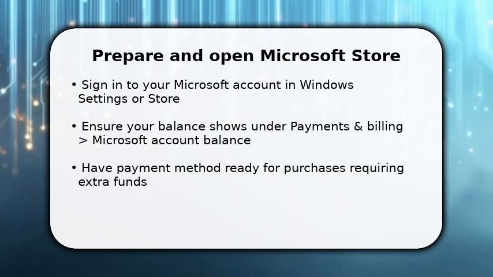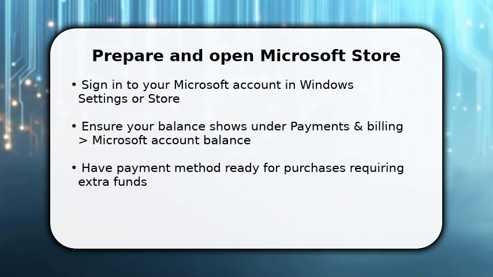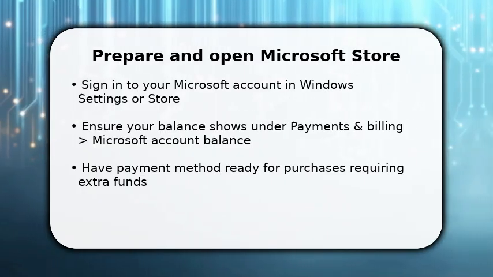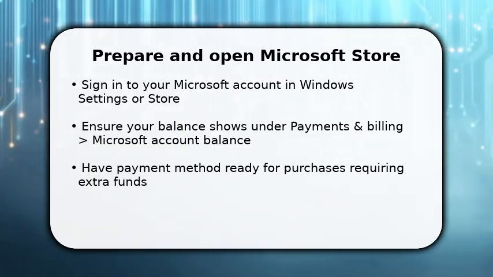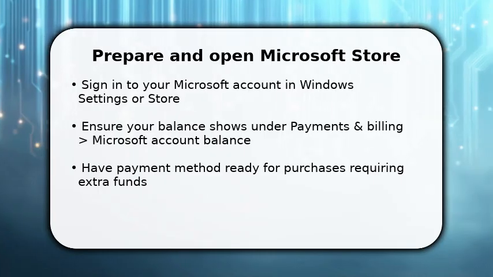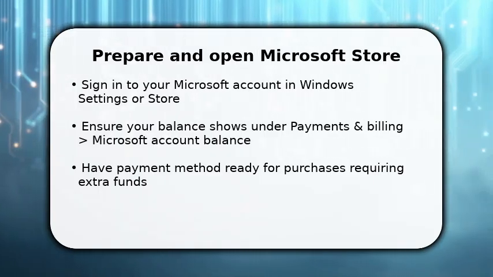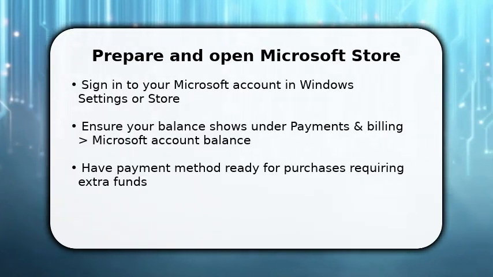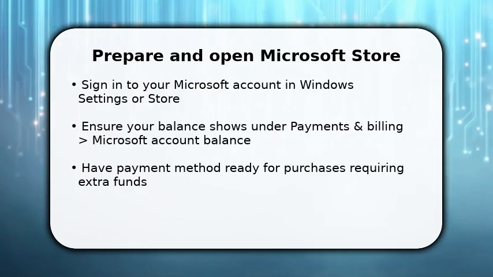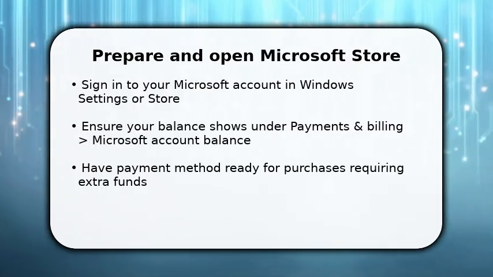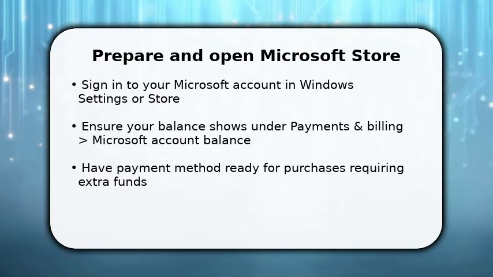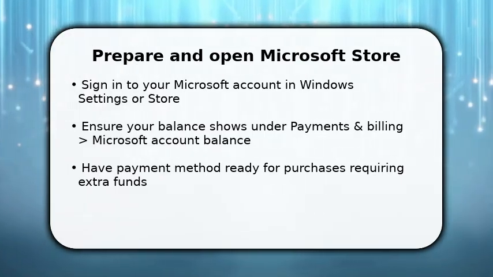You begin by opening Microsoft Store and confirming you're signed in. You should verify your Microsoft account balance under Payments and Billing so you know available funds. Once done, make sure Windows uses the same account for store purchases. Switch accounts if needed. You'll also want a backup payment method linked for items exceeding your balance. This short setup prevents checkout delays and lets you use balance immediately when you select an app, game, or subscription.